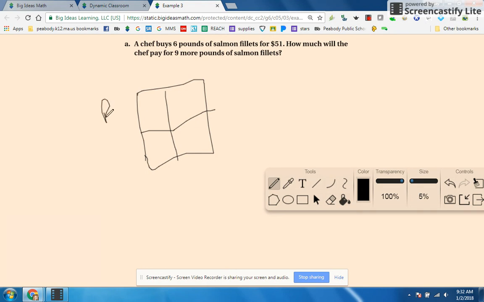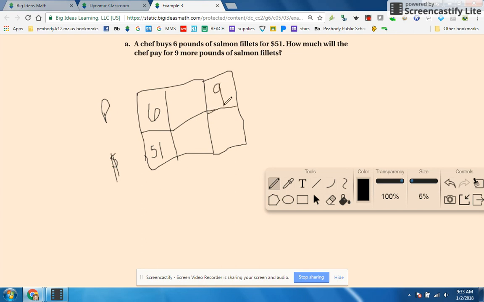I'll do a P for pounds, dollar symbol for money. So it says he buys 6 pounds of salmon for $51. Okay, how much will the chef pay for 9 pounds? So if I put a 9 here, 6 does not go into 9 evenly. So that tells us we have to do a middleman. So that means I'm going to add one more column and put the 9. That's the desired result that I want at the end here.